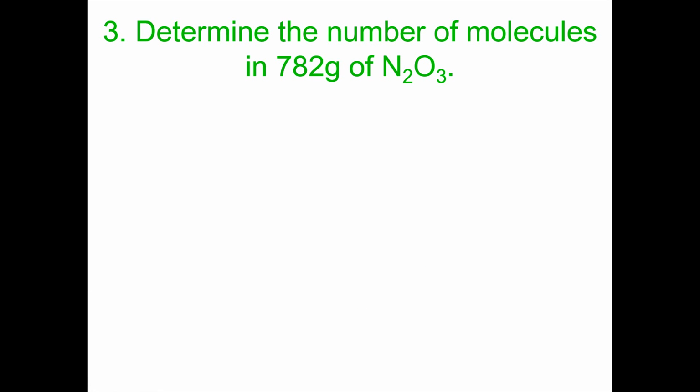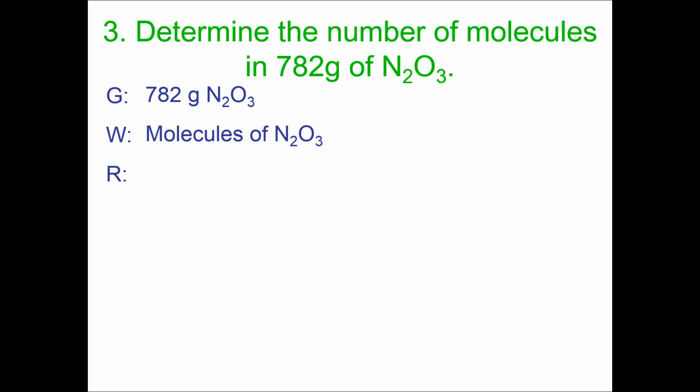Here's the third example. Determine the number of molecules in 782 grams of N2O3. So the given is 782 grams of N2O3, we want molecules of N2O3. Let's ask ourselves the 2 magic questions. First question, do we see atoms, molecules, or formula units? Yes, we do. We see molecules.